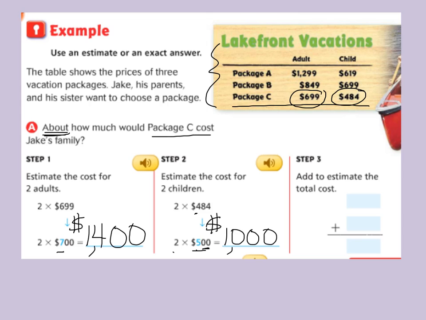$1,000. Now we'll need to add them together to see how much it costs for the parents and the children to go together. So we have 1,400 for the adults and 1,000 for the children, and the total estimation is 2,400.